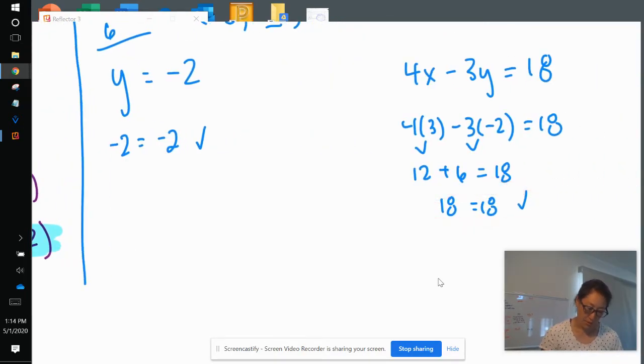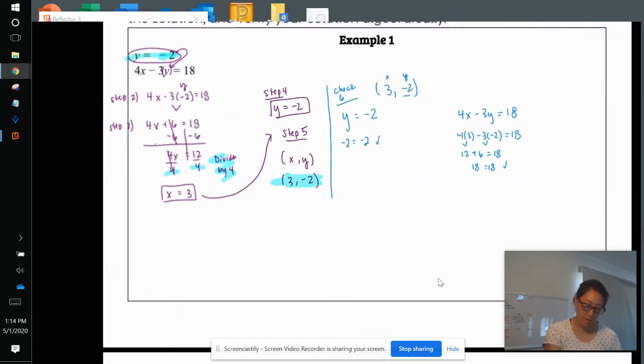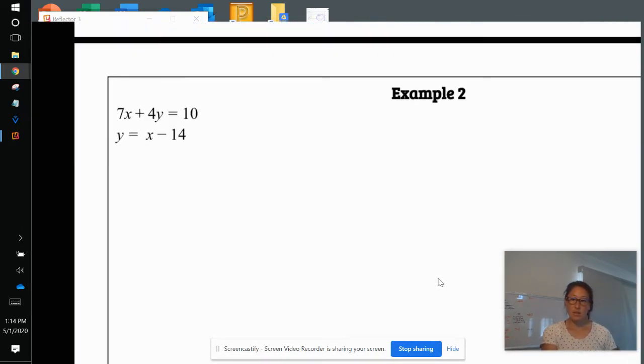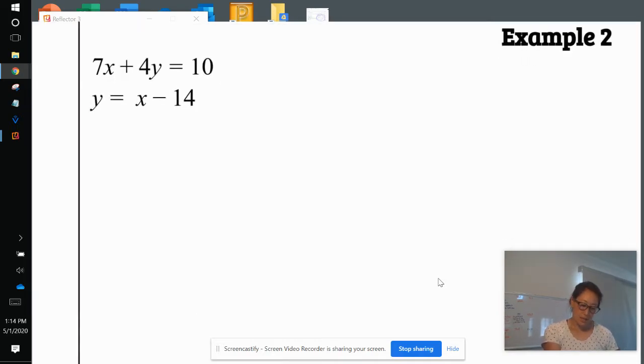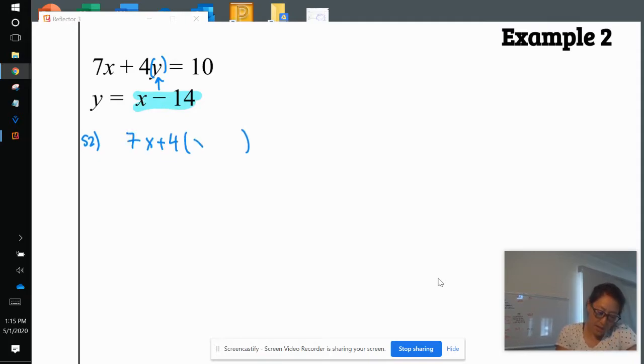All right, example 2. Step 1. Is one of the equations solved for x and y? Yes. So I see that I have y is equal to x minus 14. So anywhere there is a y in the equation, I'm going to substitute it in for y. So I'm going to put parentheses around my y, and that's where I'm going to substitute in my x minus 14. So step number 2. 7x plus 4 times x minus 14 is equal to 10. So I went ahead and substituted.